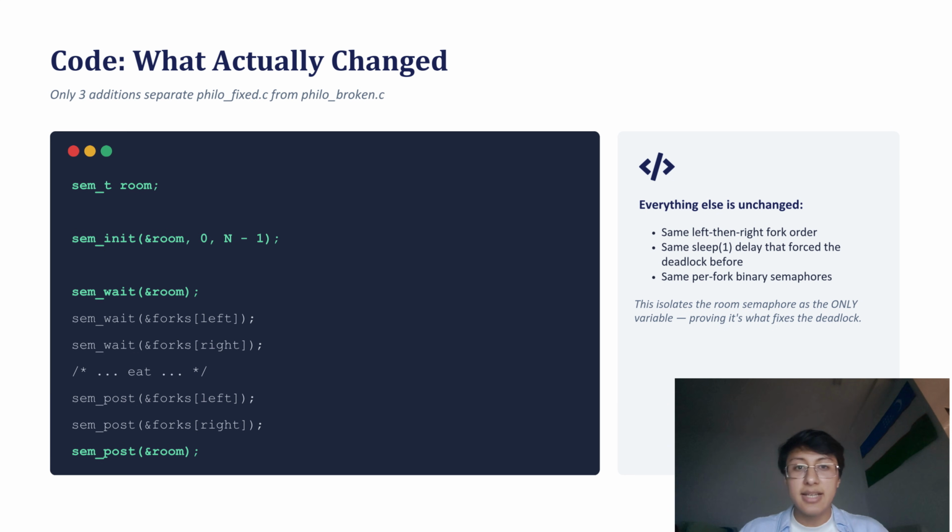The fixed version adds exactly three things. First, the semaphore declaration, sem_t room, which we then initialize. Then we wait on it before a philosopher touches any fork, with a matching post after they put both forks down. Same fork logic, same one second delays that caused the deadlock before. Now they are harmless because the room semaphore never lets a full cycle form. And we believe and we know it's going to solve our problem.